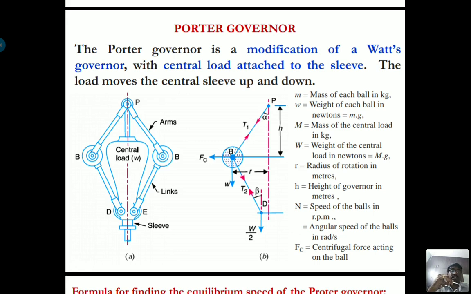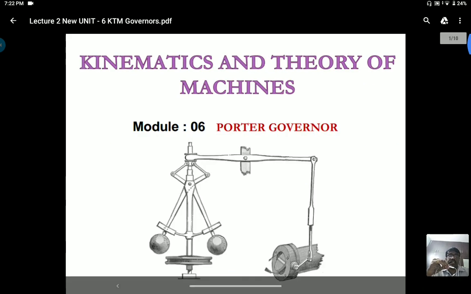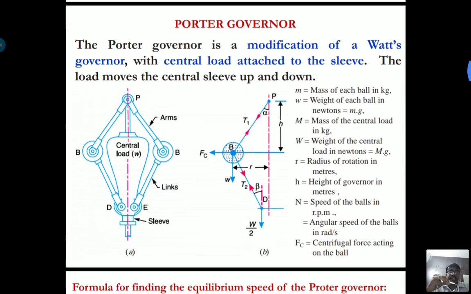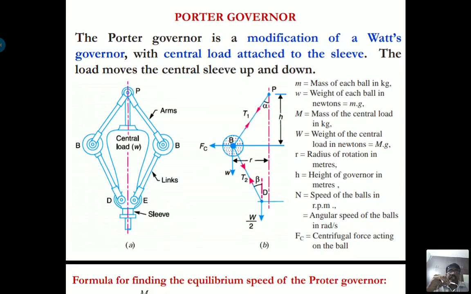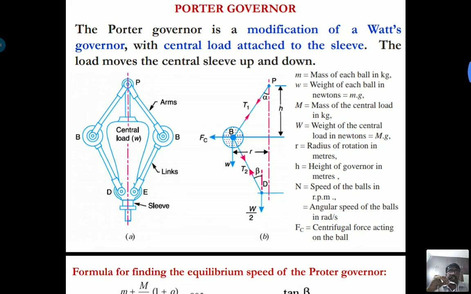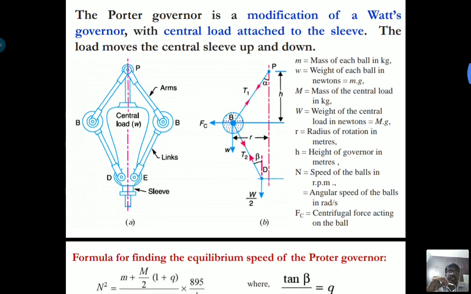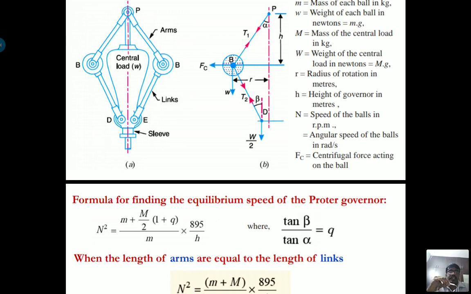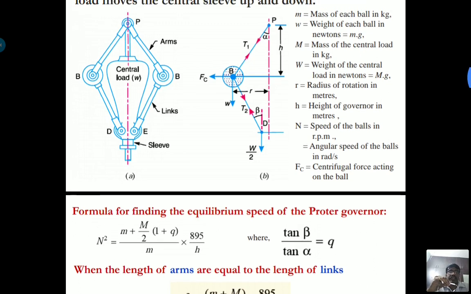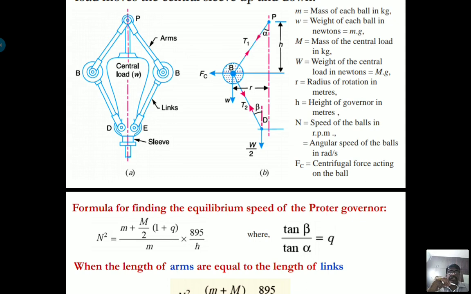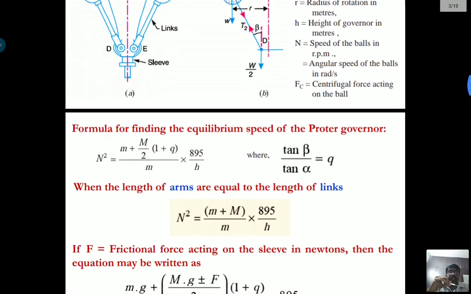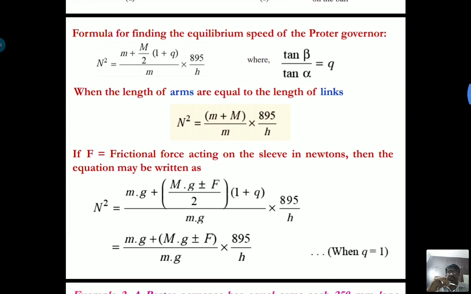So the various terms related to this Porter governor: the first one is m, that is the mass of the governor, which is specified in kilogram, then w is the weight in Newton, and capital M is the mass of the central load in kilogram, and capital W is the weight of the central load in Newton, and r is the radius of rotation in meters, and h is the height of the governor, and capital N is the speed of rotation of the ball, and Fc is the centrifugal force acting on the ball.